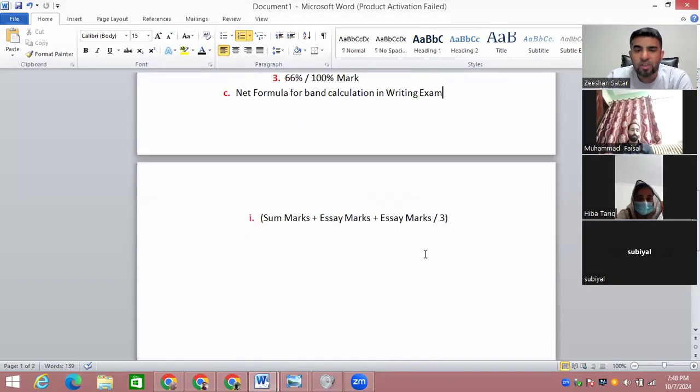So now when we reach the band calculation, remember the band will vary from 0 to 9. The score in the writing exam will always be given in terms of a band. 0 is the minimum and 9 stands for the maximum. The rough formula of the calculation is: if somebody gets 50% marks, he will be given 4.5 band, 60% 5.5, 70% 6.5, 80% 7.5, 90% 8.5, and 100% would be given band 9.